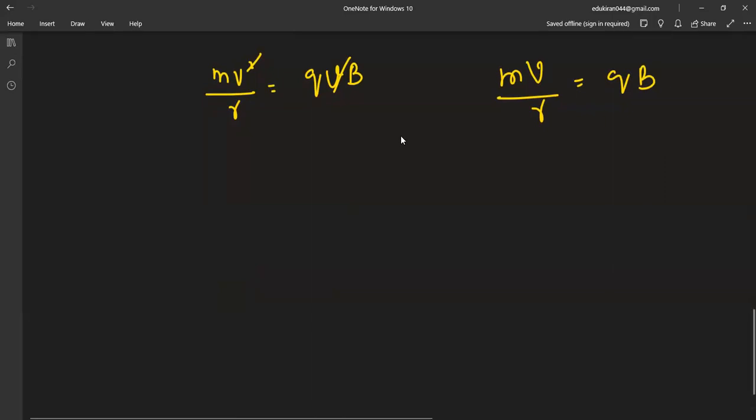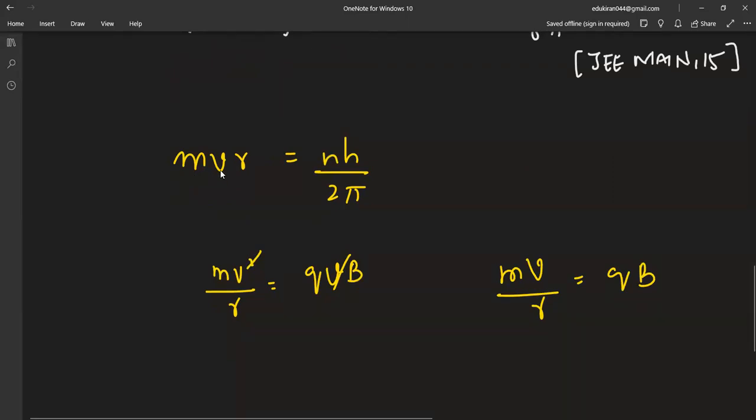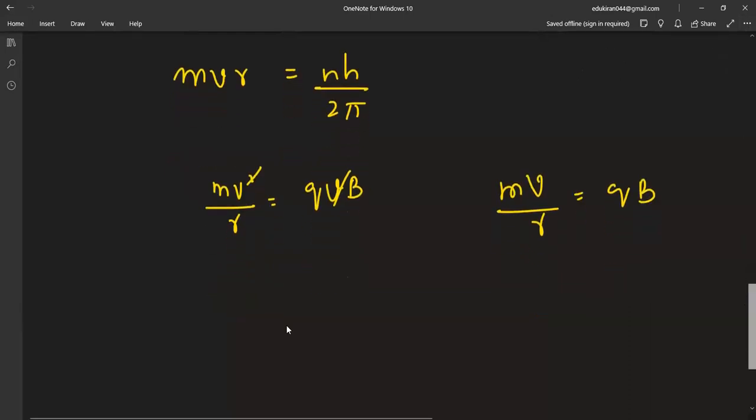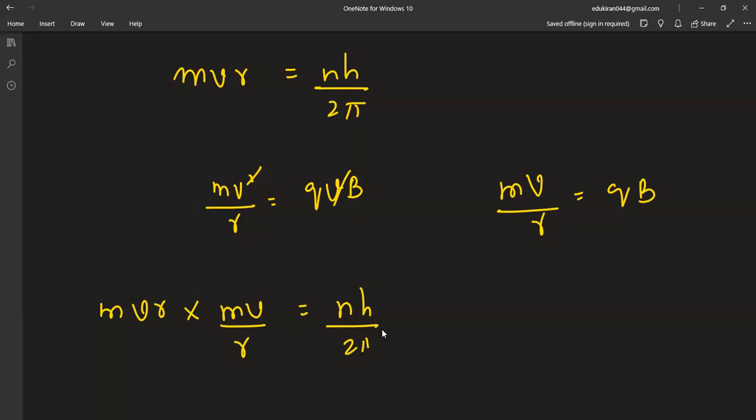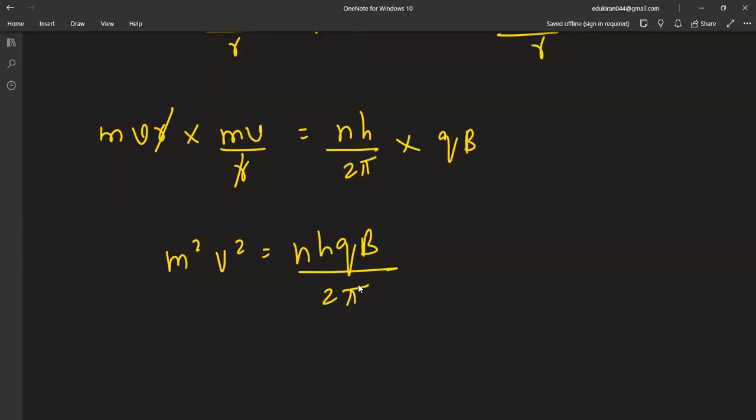Now look, if we multiply both of these, MV, we have this as MVR and we have this MV divided by R. So if we multiply, this R, R would be cancelled. Look what we'll get. If we multiply both the terms, MVR into MV by R is equal to nh by 2 pi into QB. If we multiply, we'll get this. See, R, R would be cancelled. This would be M square V square is equal to nhQB by 2 pi.